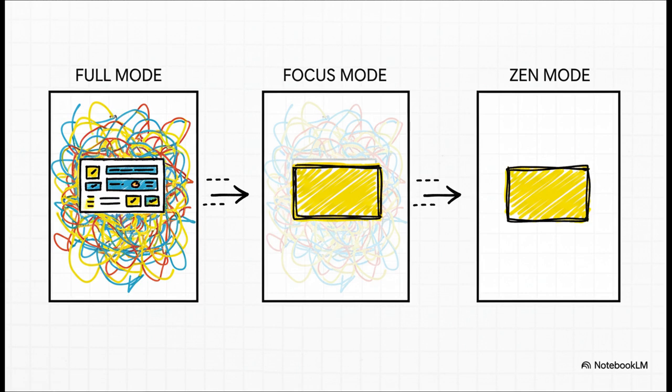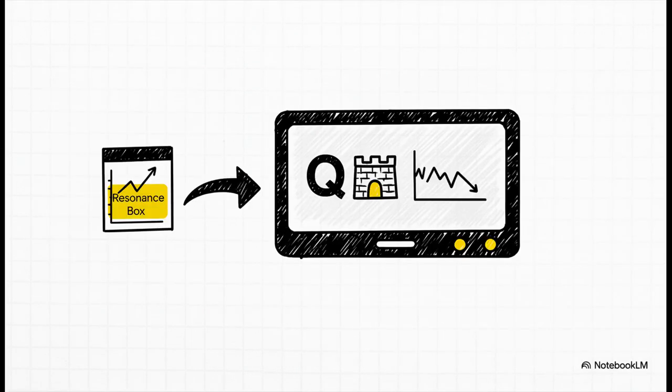And then my personal favorite is Zen Mode. It hides everything except the boxes. Pure, clean price action. It just completely declutters your chart so you can focus in like a sniper on those key zones. And honestly, this part is a total game changer.